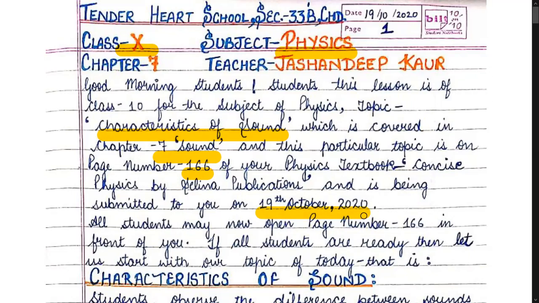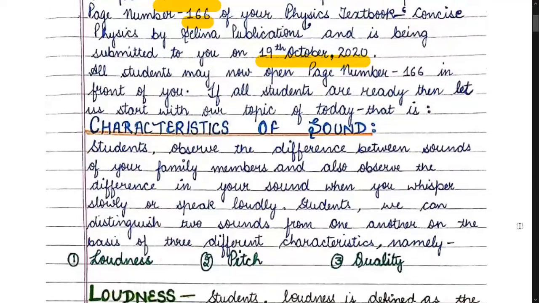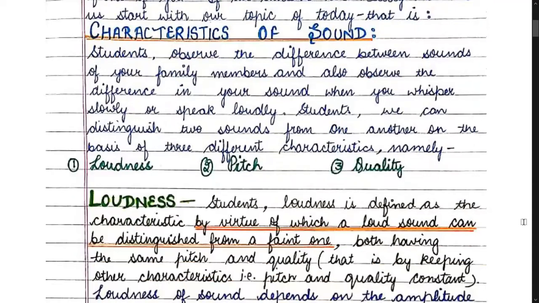All students may now open page number 166 in front of you. If all students are ready, then let us start with our topic of today, that is characteristics of sound. Students, observe the difference between sounds of your family members and also observe the difference in your sound when you whisper slowly or speak loudly.